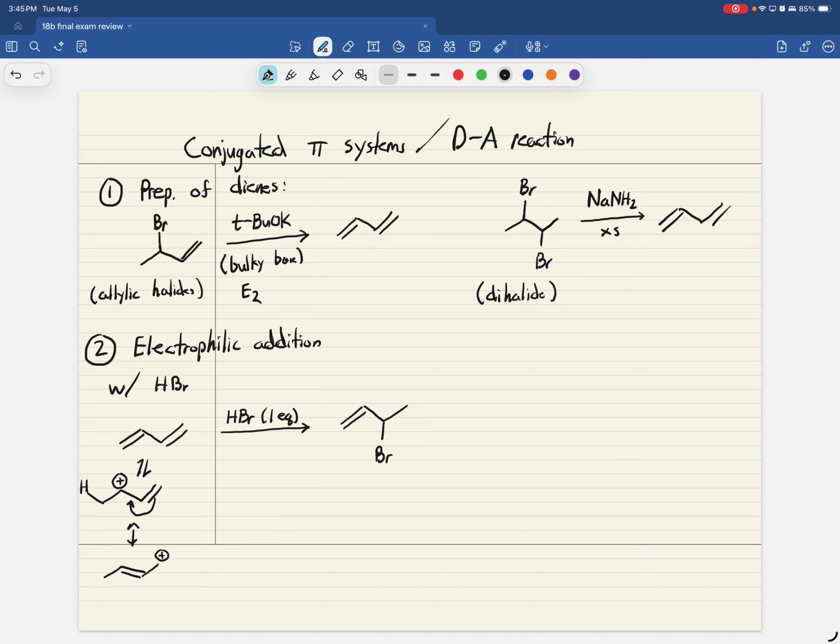Now, you might be wondering, this is a primary carbocation. Shouldn't that be really unstable? But what's special about this carbocation? It has some additional stabilization, right? That's due to what? Conjugation, and, well, yeah, conjugation, but what's the other thing we can draw here?